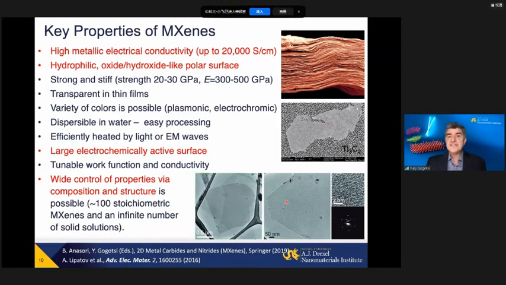And they can have conductivity like 3 orders of magnitude higher than activated carbon used in supercapacitors, or at least an order of magnitude higher than, say, reduced graphene oxide. It's very important, again, for high power applications. But these oxide-like surfaces also give easy processability from aqueous solutions, and they are electrochemically active.